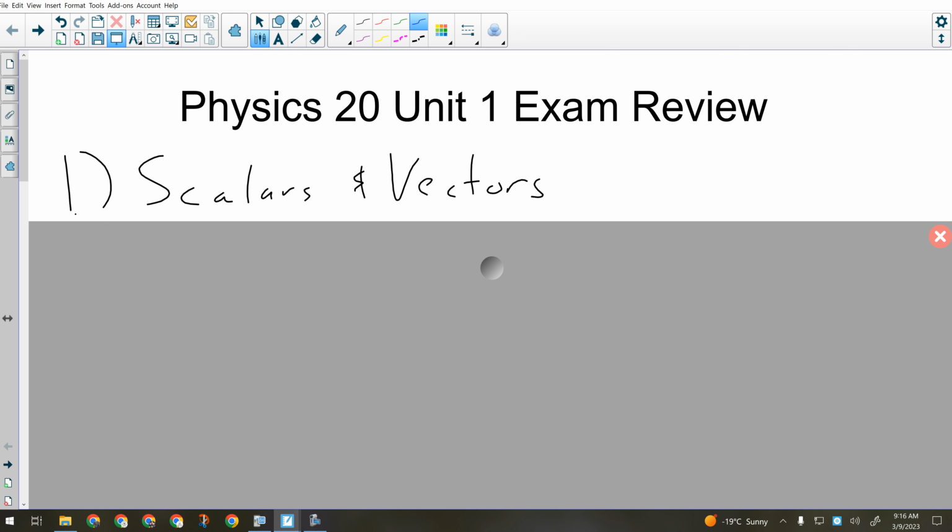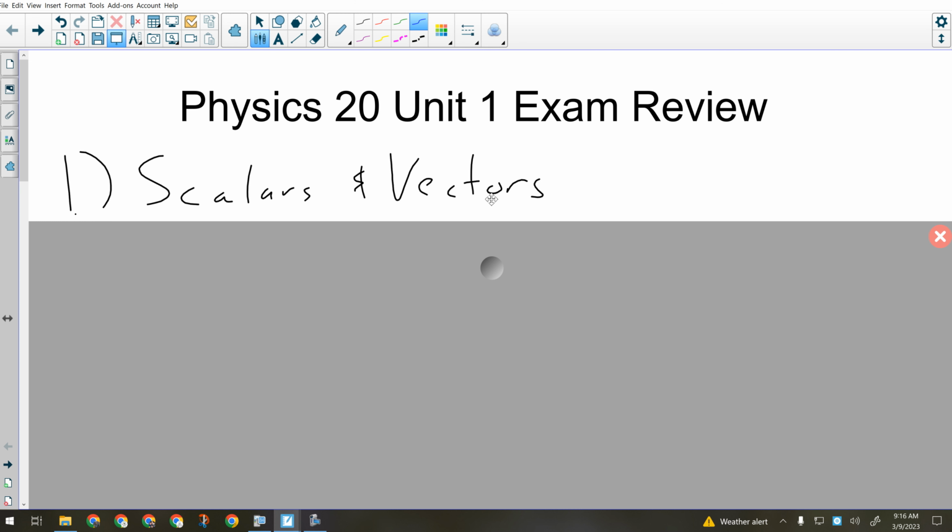Here's where knowing which things are scalar and which things are vector is most important. If I was to give you a position versus time graph and ask you to calculate something, the way we calculate vector quantities off of a graph is sometimes different than how we calculate scalar quantities off of that same graph. So it's important to know which is which.